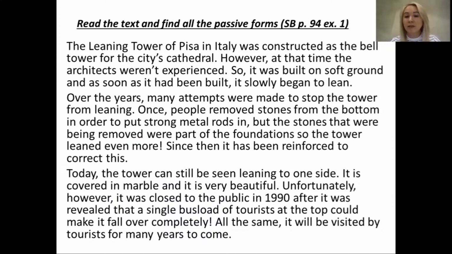Today, the tower can still be seen leaning to one side. It is covered in marble and is very beautiful.